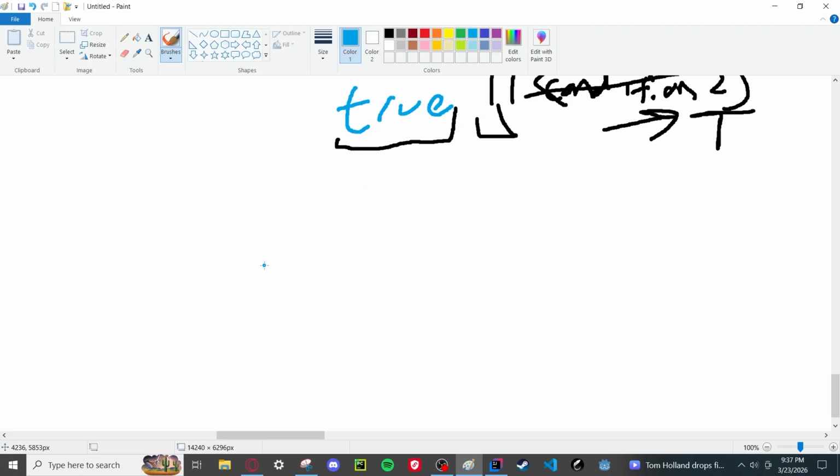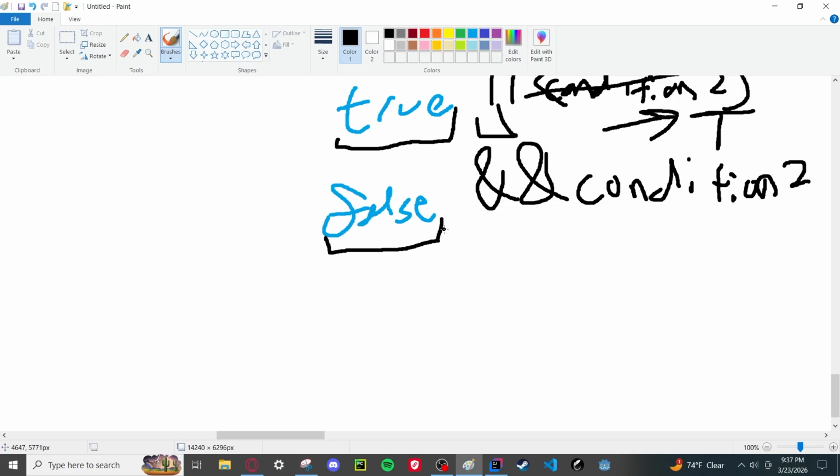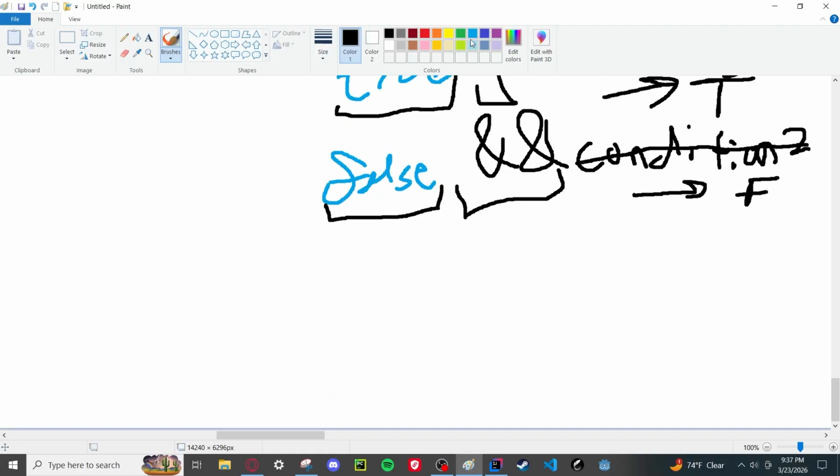And this is vice versa if we had false and an and. Because both conditions have to be true for an and, if automatically we know when the first condition is false, then we know the whole thing will just evaluate to false anyways. So what Java does is it sees that false, sees that and, it completely ignores condition 2 and will return false. Now why is it important that it ignores condition 2?